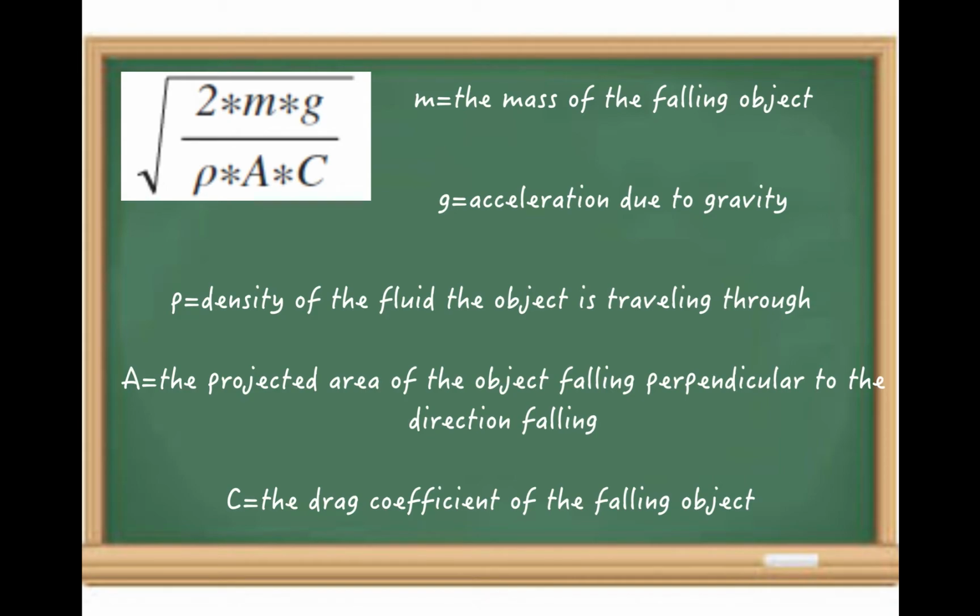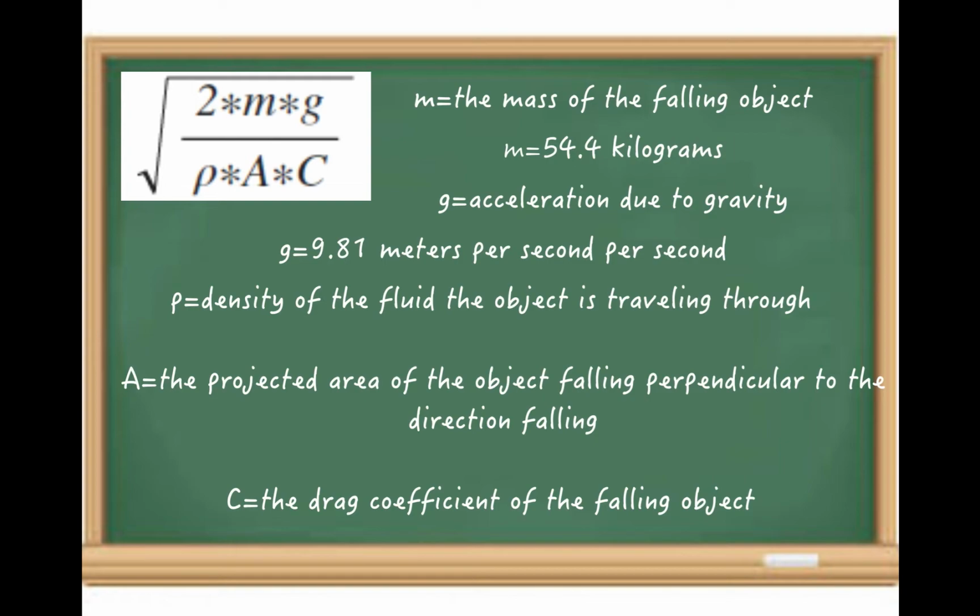So, let's start filling in some of the easy numbers. M is the mass of the falling object, so what's my mass? 54.4 kilograms, or somewhere around 120 pounds for us Americans. G is the acceleration due to gravity. We know on Earth, this number is 9.81 meters per second per second. P is the density of the fluid the object is traveling through. Air is 1.225 kilograms per cubic meter.